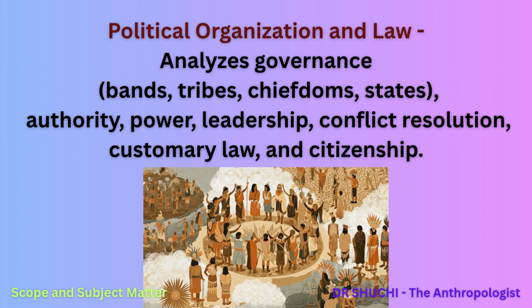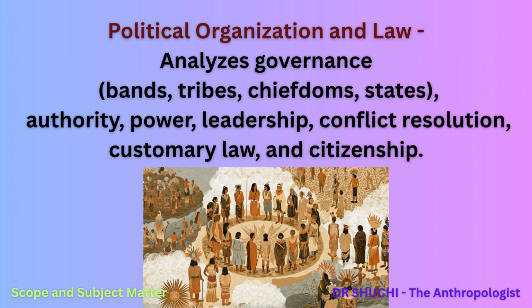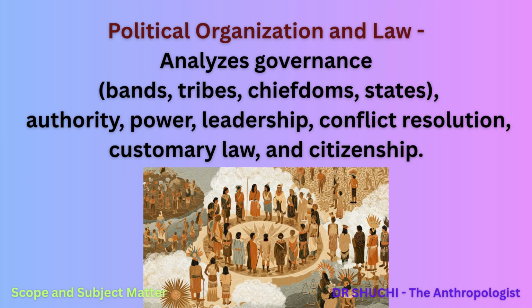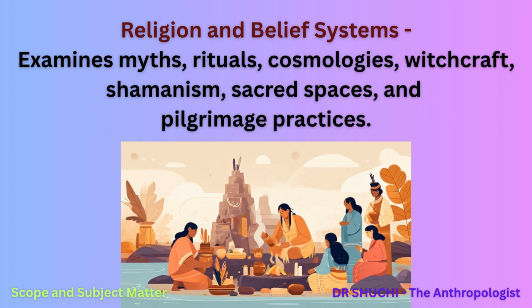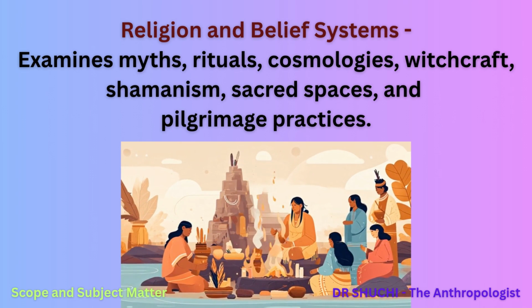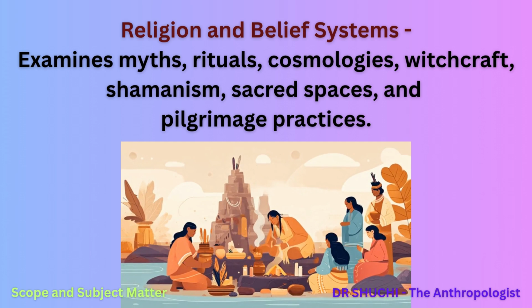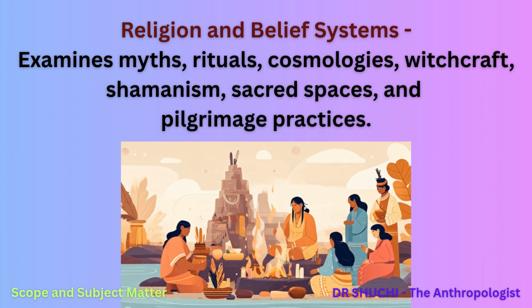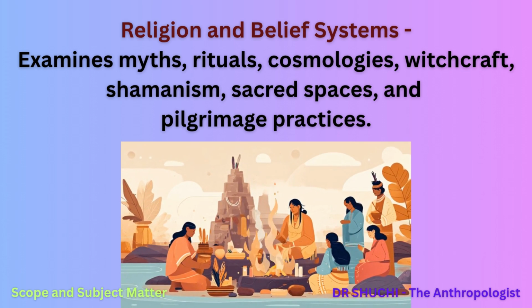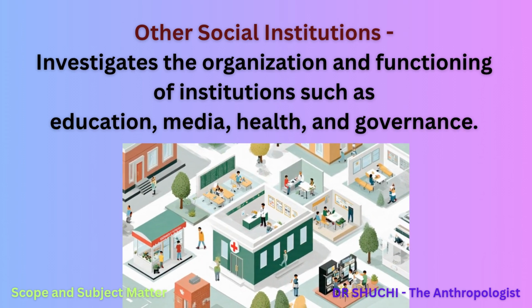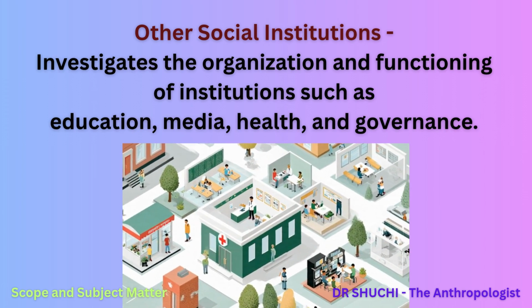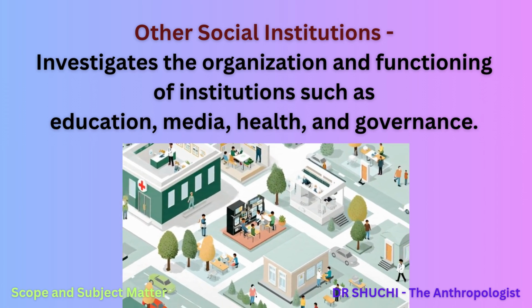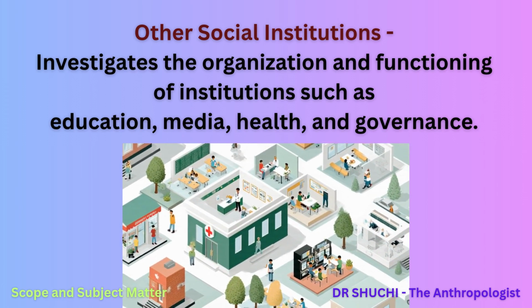Political organization and law analyzes governance like bands, tribes, chiefdoms, states, and authority, power, leadership, conflict resolution, customary law, and citizenship. Religion and belief systems examines myths, rituals, cosmologies, witchcraft, shamanism, sacred spaces, and pilgrimage practices. Other social institutions investigates the organization and functioning of institutions such as education, media, health, and governance.